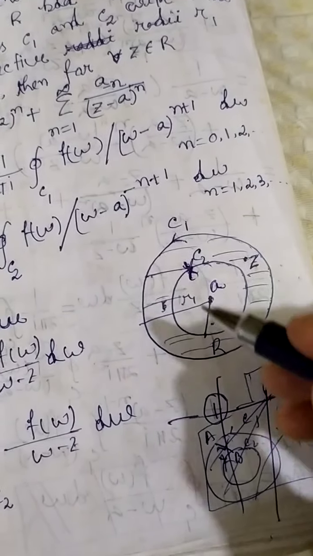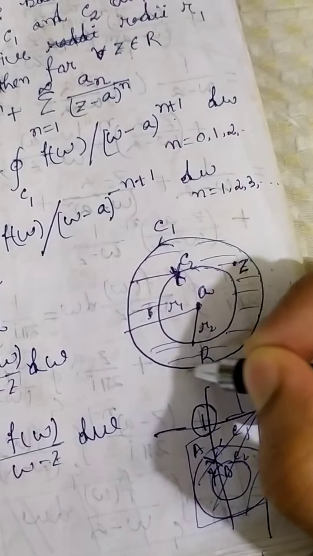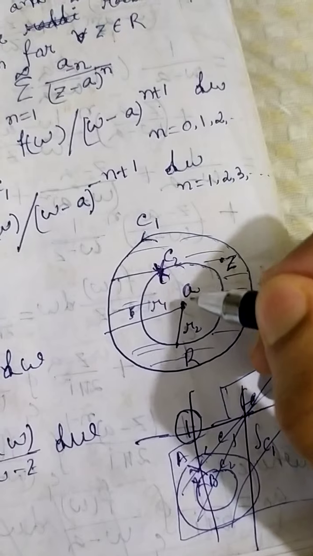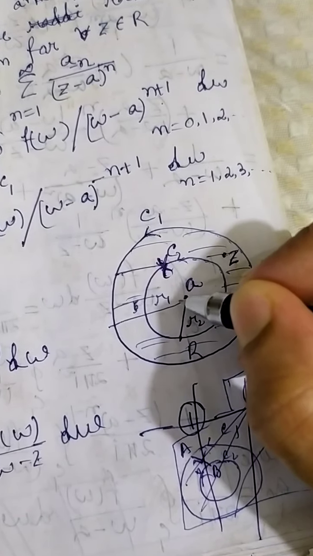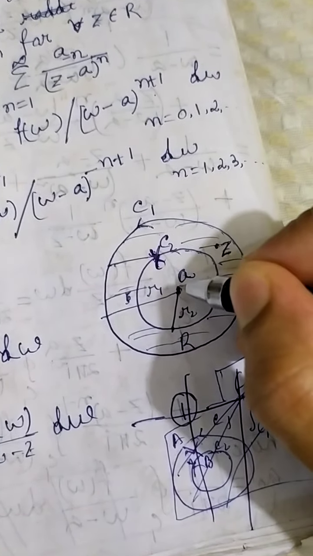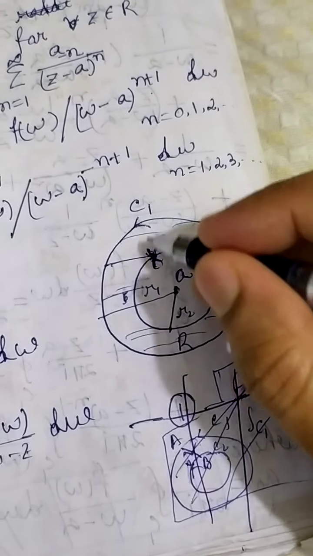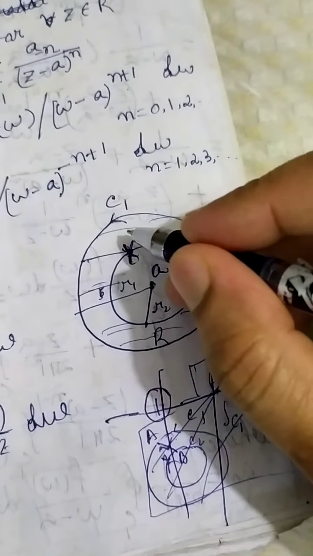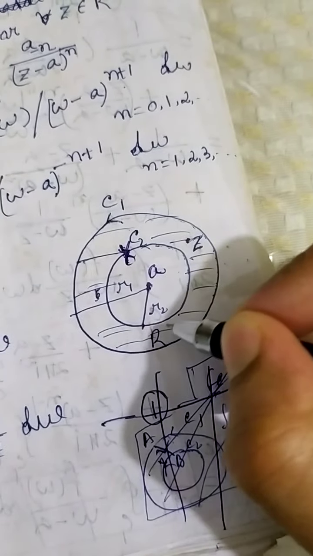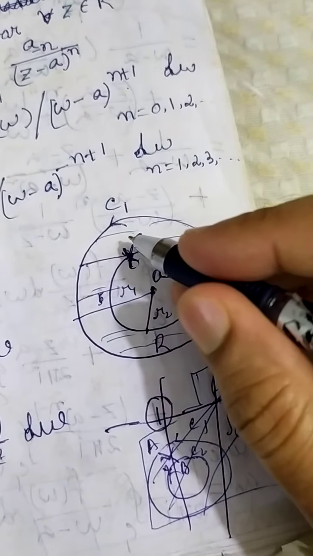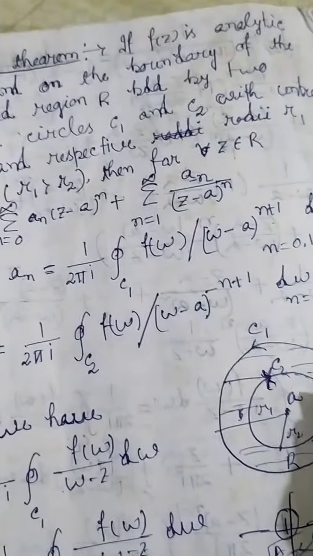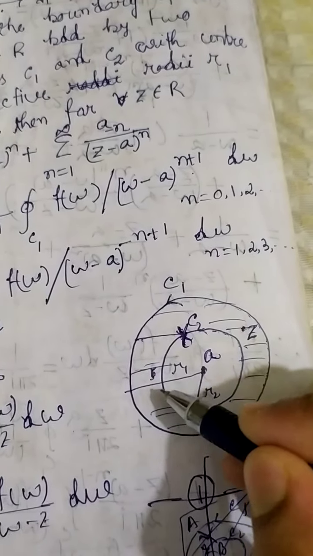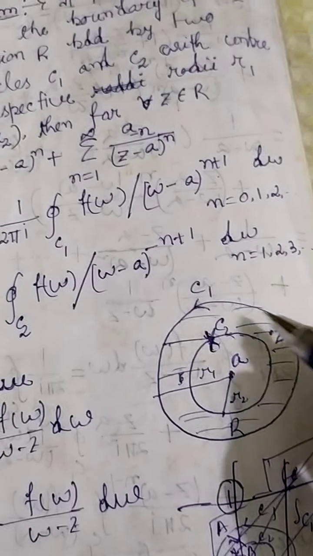So how can you form this annulus or annular or ring shape region? We have two concentric circles, one is C1, the other is C2, and this is the center. The radius of C1 is equal to r1 and the radius of C2 is equal to r2. Then you just consider this part. This is the annulus or ring shape region. The function f(z) is analytic inside and on the boundary of this region.